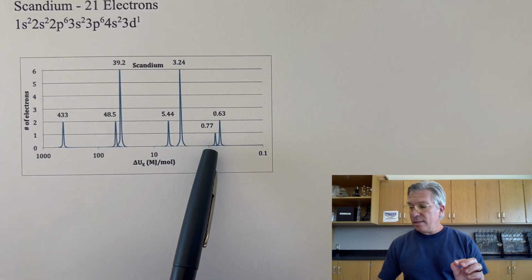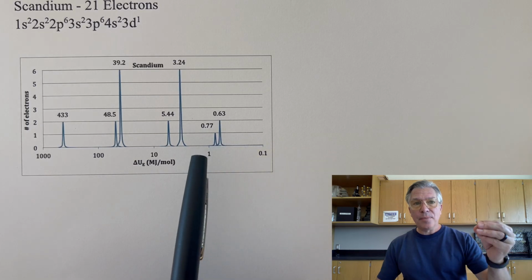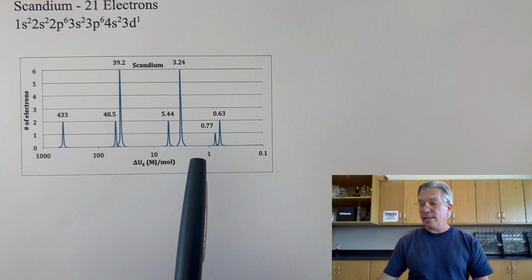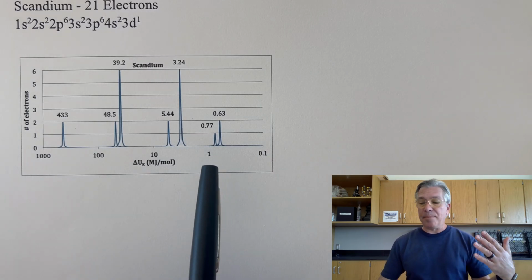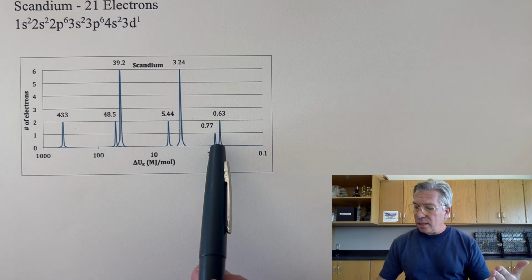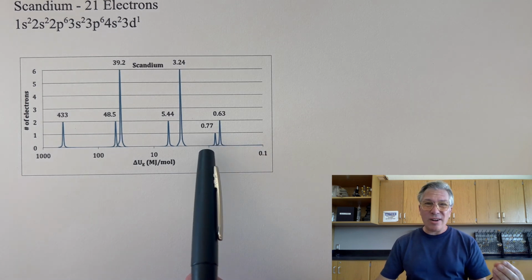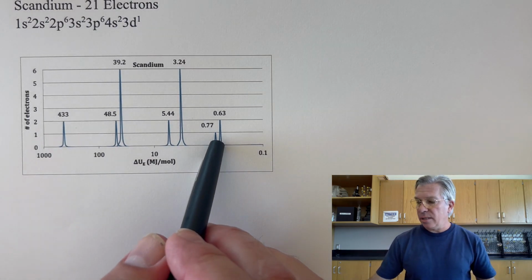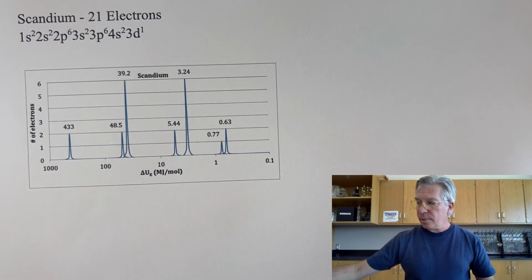The 3d's actually get tucked in at a slightly lower energy than the 4s's. The 4s's get filled first because they have a higher principal quantum number. But you'll see the 3d peak just a hair under the 4s's along there. And notice there's only one, because scandium only has one electron in the d's.